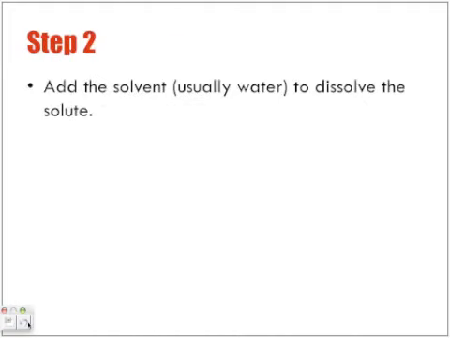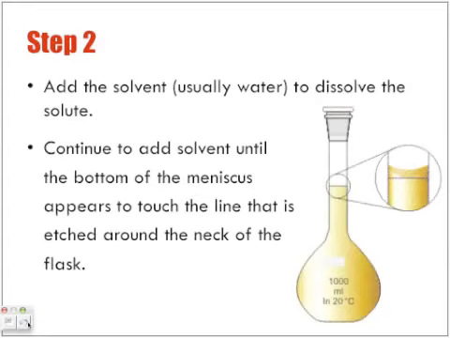Step 2, add the solvent, usually water, to dissolve the solute. So you're going to carefully add the water to whatever desired amount. You continue to add the solvent, as we said usually water, until the bottom of the meniscus appears to touch the line that is etched around the neck of the flask.